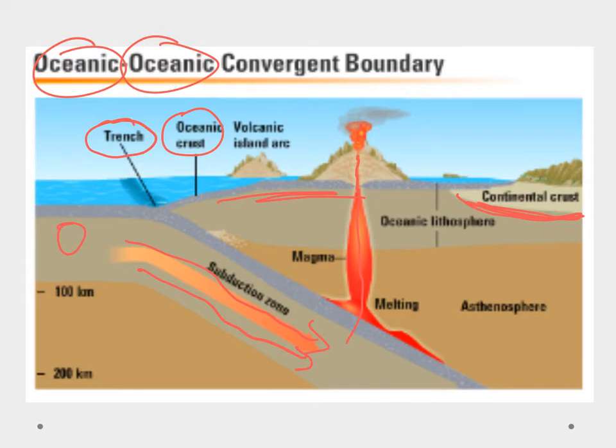But here, notice it's not on the continental crust. So what we end up with is a volcanic island arc. And things like the Philippines or Japan or Indonesia are going to be these volcanic island arcs that we can see around the world. The Aleutian Islands would be another good example of this.